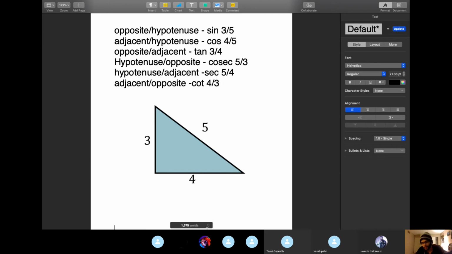So what happens if it is similar? The ratios of the sides will be the same. So in this case, if the sine was 3 by 5, which you guys had calculated, it will be opposite by hypotenuse, 3 by 5. In the bigger triangle, it will be 6 by 10, because this will be 6, this will be 10. 6 by 10 is nothing but 3 by 5. So the sine will be the same. The cos will be 8 by 10. 8 by 10 is nothing but 4 by 5. So the cos also will be the same. Tan will be 6 by 8.